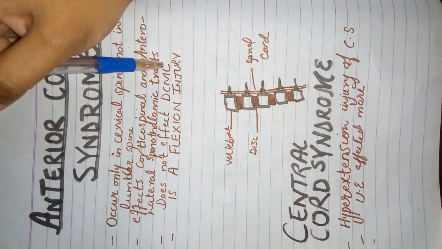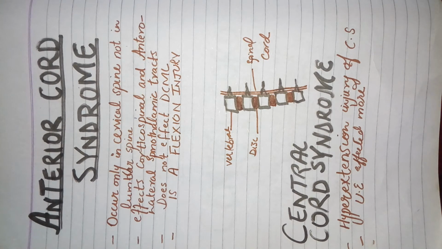Now the dorsal column medial lemniscal system will not be affected, as these tracts are located more on the dorsal or posterior side of the spinal cord. They are far from the anterior side where the damage is, so the dorsal column medial lemniscal system will be fine. And because the DCML is intact, the sense of proprioception, vibration, two-point discrimination, stereognosis, barognosis, all the sensations carried by the DCML, will be fine. Okay, so this is all about anterior cord syndrome.